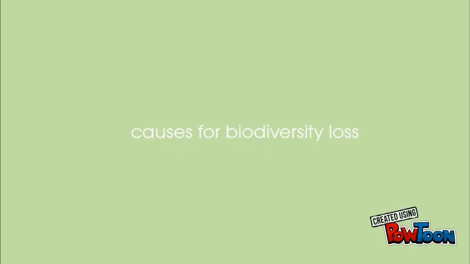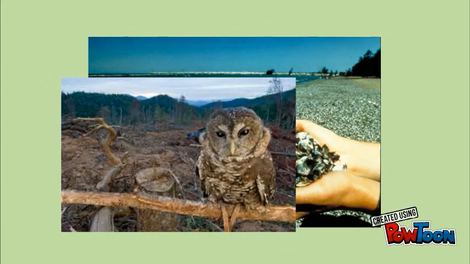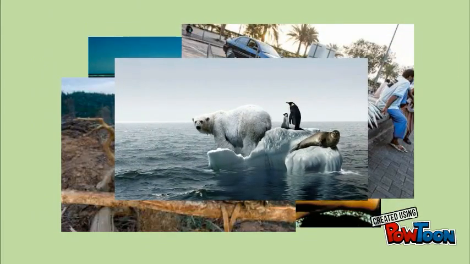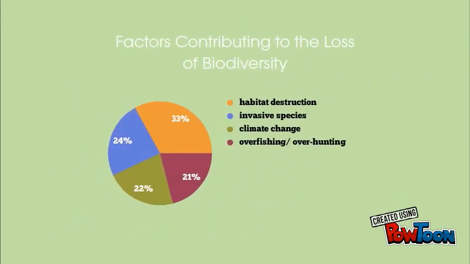Causes for the loss in biodiversity include the introduction of invasive species, habitat loss, overfishing and overhunting, and climate change. Broken down, we can see that 33% of biodiversity loss comes from habitat destruction, 24% comes from invasive species, 22% comes from climate change, and 21% comes from overfishing and overhunting.